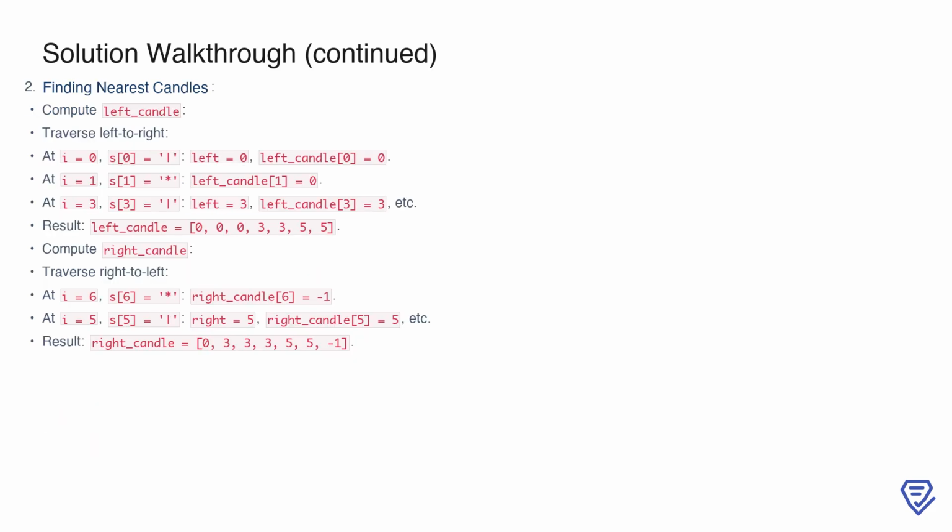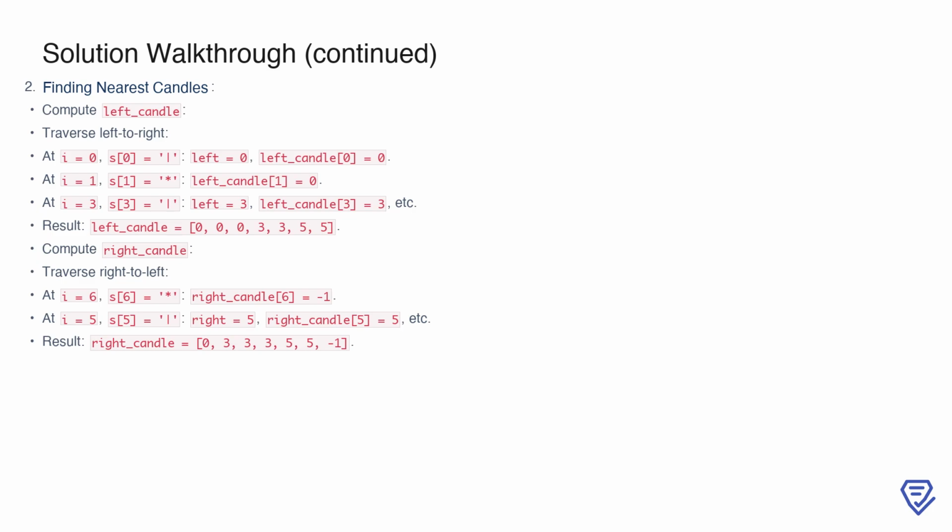Next, we calculate the nearest candles to each index, both from the left and the right. First, we compute the left_candle array by scanning the string from left to right. This array tells us the index of the closest candle to the left of each position. Whenever we encounter a candle, we update our left pointer to that index, and for all other positions, we use the last seen candle's index. For this example, the left_candle array becomes 0, 0, 0, 3, 3, 5, 5.